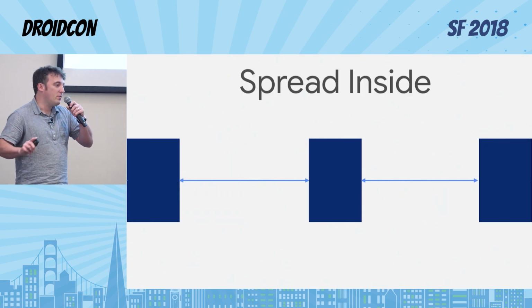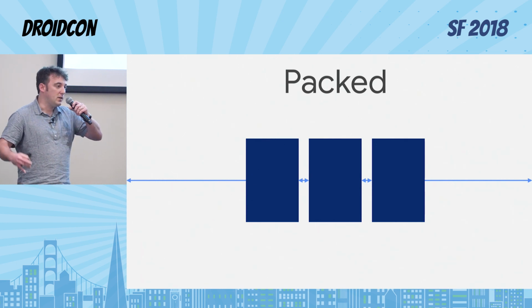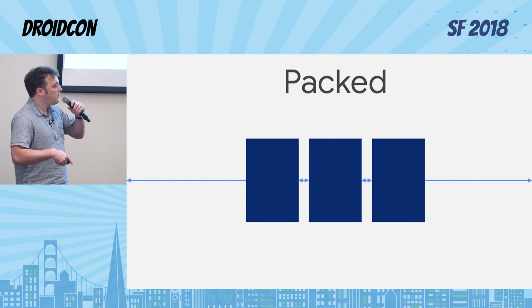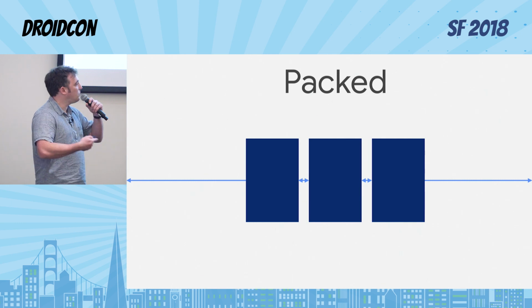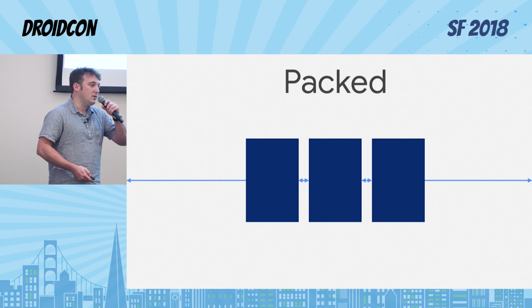There's also spread inside, where we chop off the ends, and packed, which is essentially looking at it as everything grouped together. What's nice here is that the bias rules that I talked to you about with the normal centering also work with a chain group.